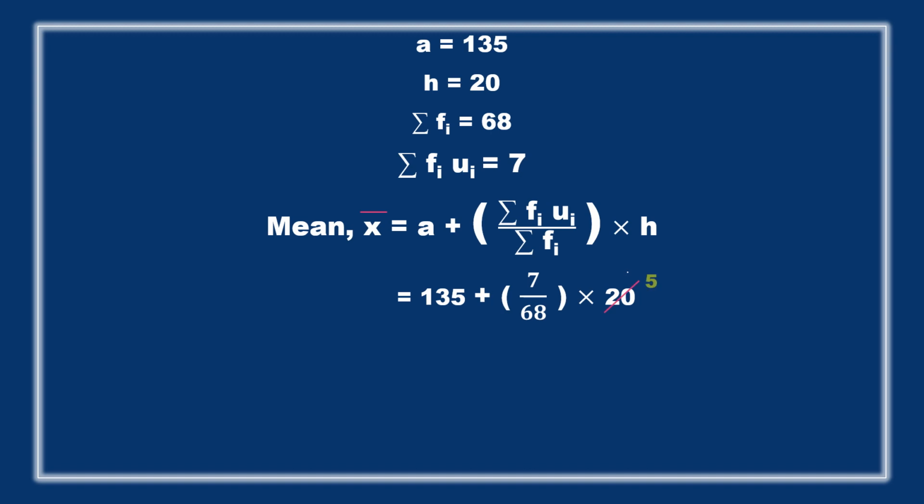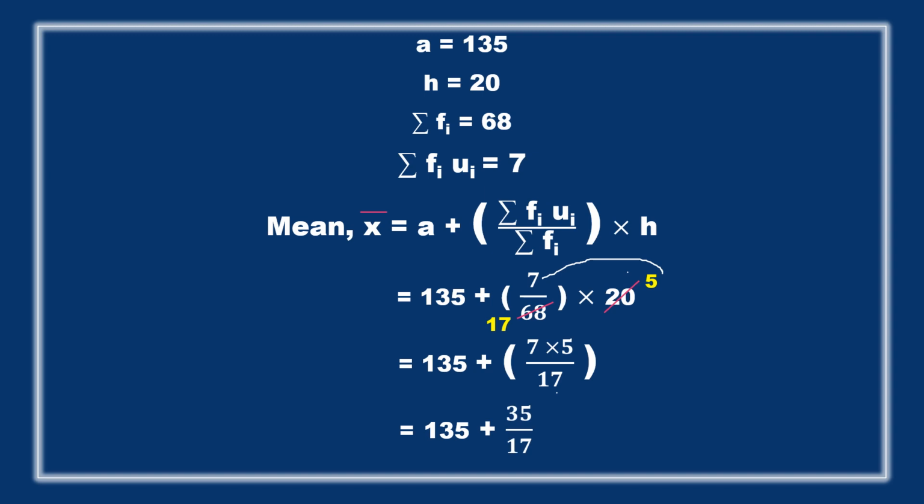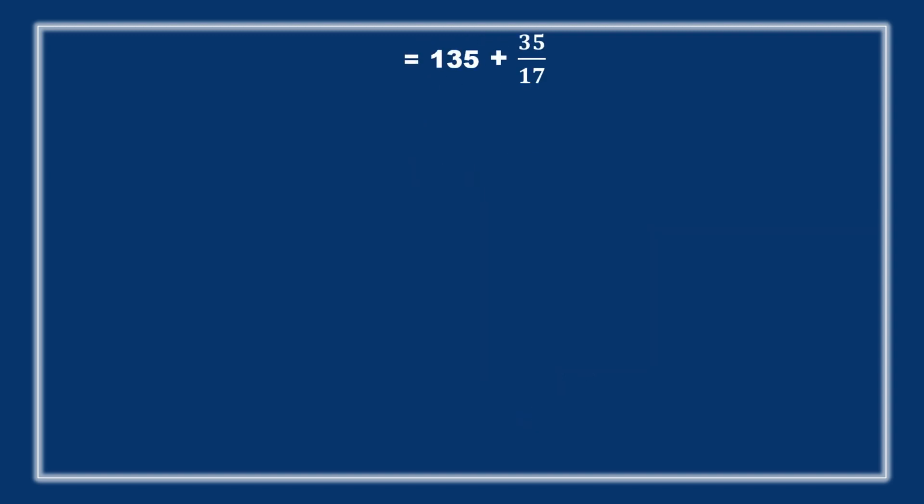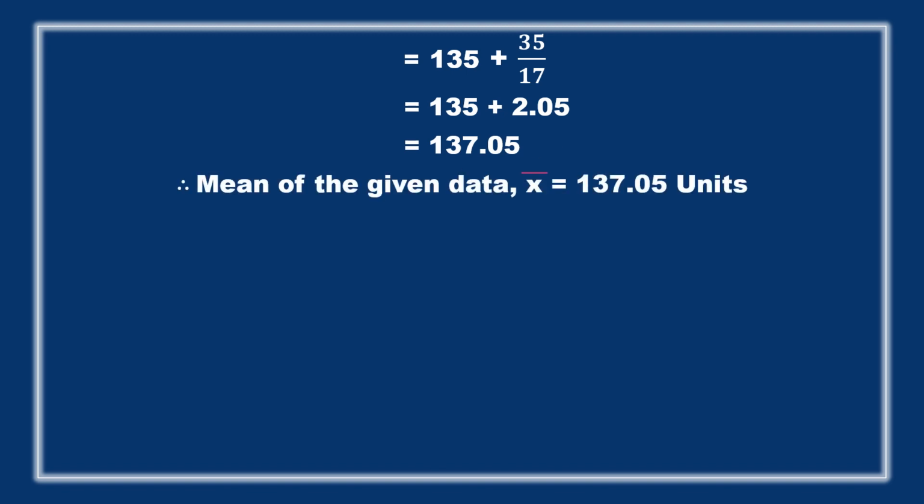So I can cancel: 4 fives are 20 and 4 seventeens are 68. Now these are prime numbers which cannot be further cancelled. So 7 fives are 35 by 17. If you divide it, you will get 2.05. When 35 is divided by 17, you will get 2.05. Now add these two, it will give you 137.05. This is your mean. x bar equals 137.05 units.